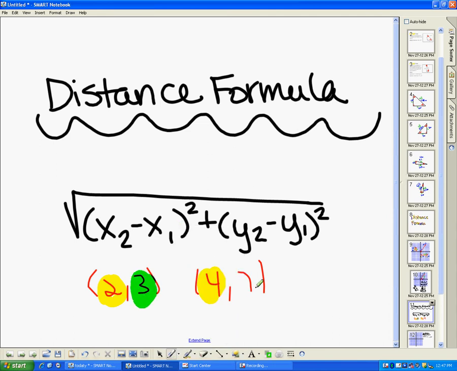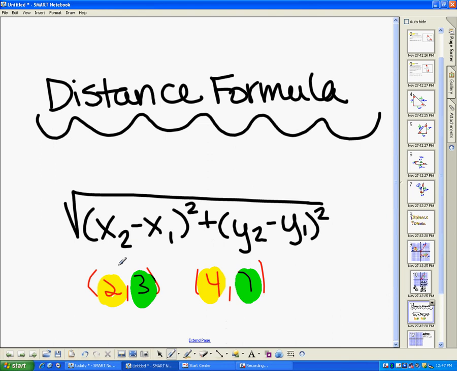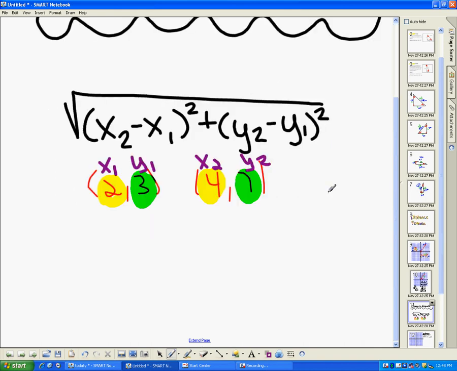So that's why those subscripts are there. It doesn't really matter which one is 1 and which one is 2, but you need to stay consistent. If this is going to be x1, then this needs to be y1. And if this is x2, this needs to be y2. But it could be vice versa. This could be x2 and y2, and this can be x1 and y1. It just needs to be consistent. Okay? And so then you would just plug this into the formula here.